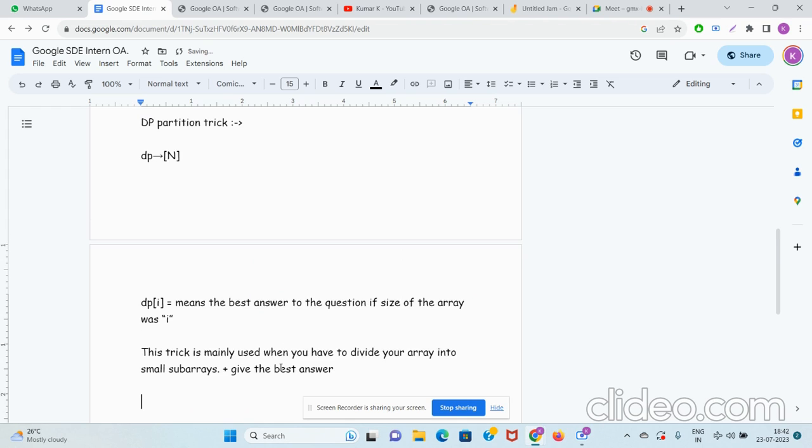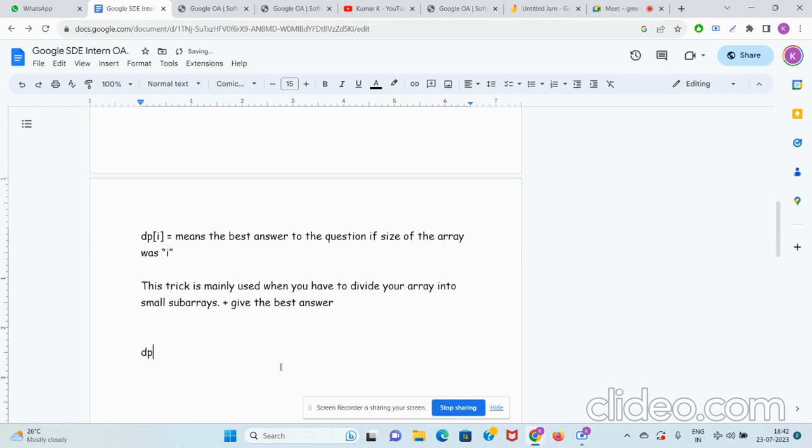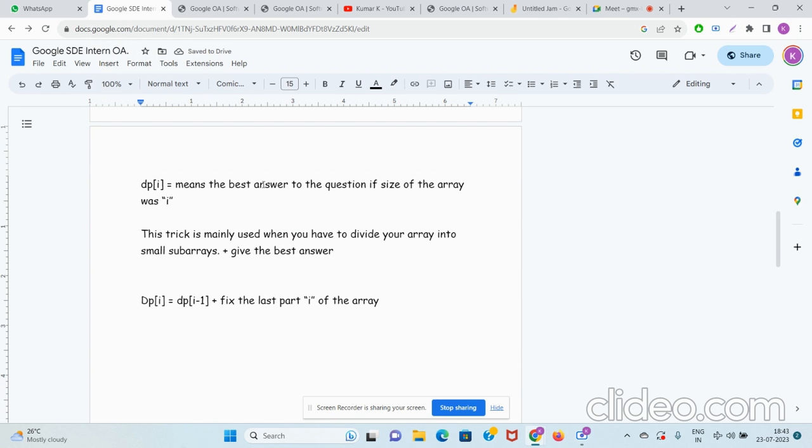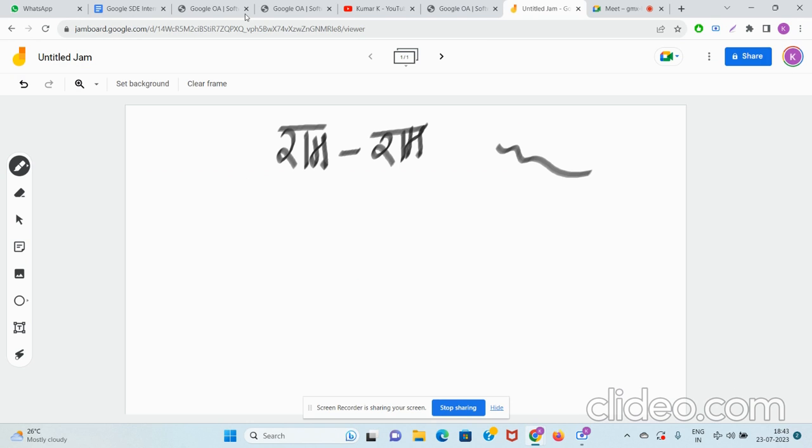So generally, what is the answer for DP of i, guys? The answer of DP of i is nothing but DP of i minus 1 plus fix the last part i of the array. Generally, we do these things. Always remember, if someone tells you what will be the formula of DP of i in the partition concept, in general, DP of i is nothing but DP of i minus 1 plus fix the last part i. We will fix the last part. It is common sense, nothing big is being done here.